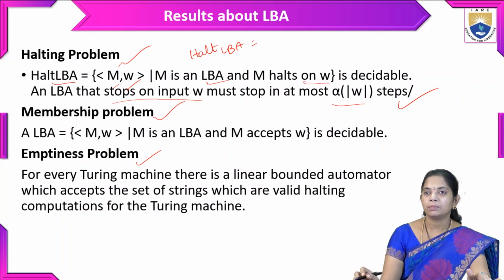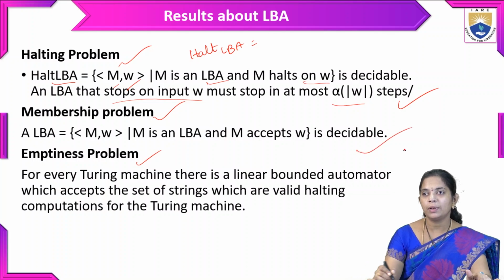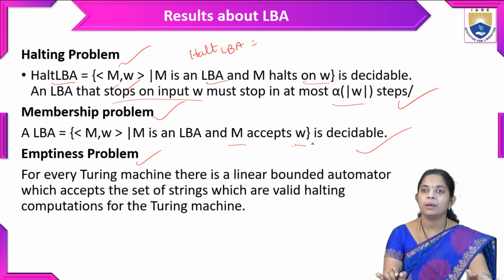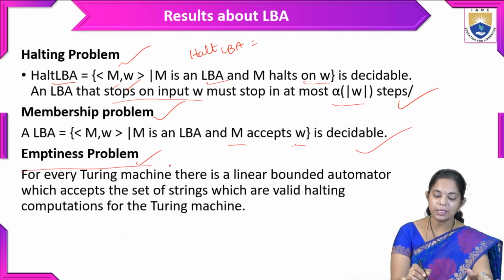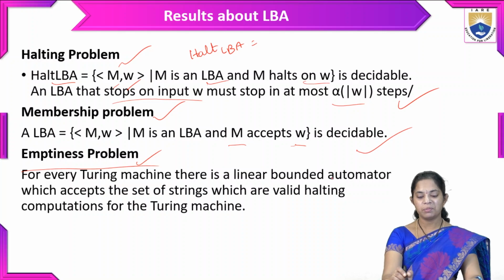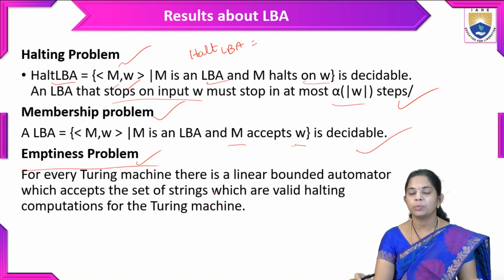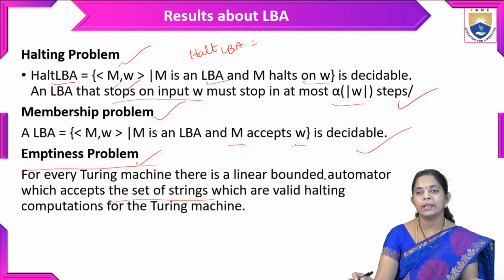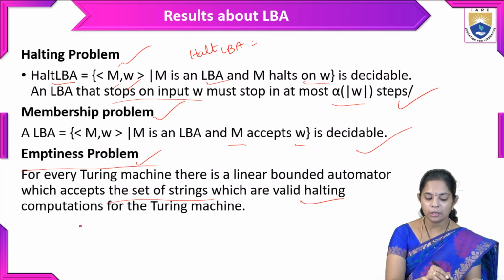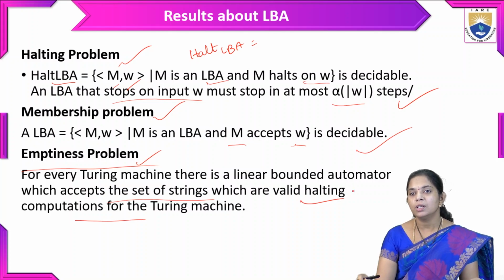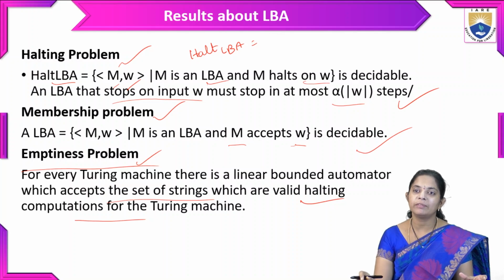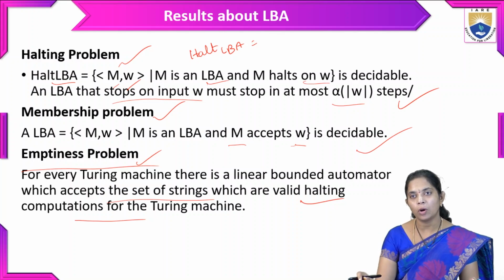And the membership problem, that is also decidable, and the linear bound automata can accept W also. And the emptiness problem. For every Turing machine, there is a linear bound automaton which accepts the set of strings which are valid halting computations for the Turing machine. So this is about the emptiness problem, which is solved by the linear bound automata.